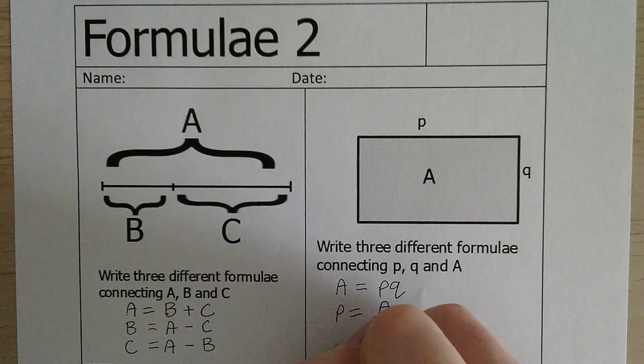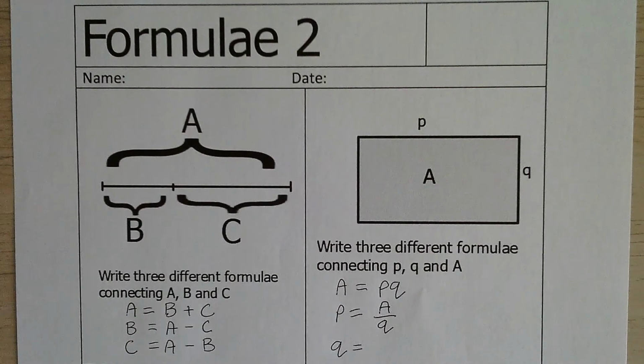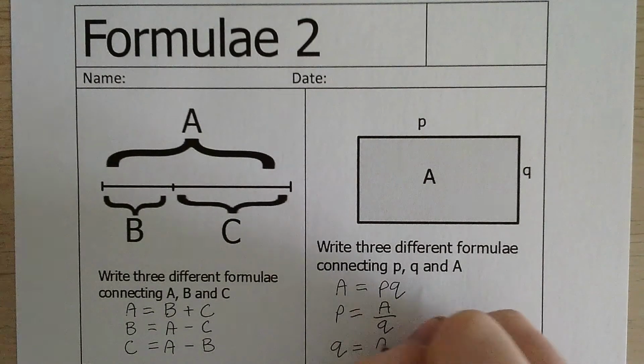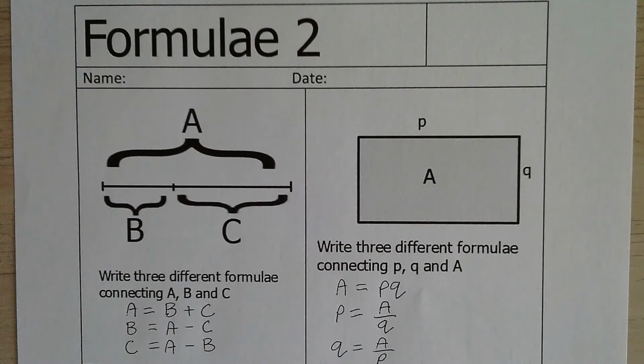Our final one, again, will be similar to the last one. This time we're going for the height Q, and we would have to have the area divided by the length of the base, which is P.